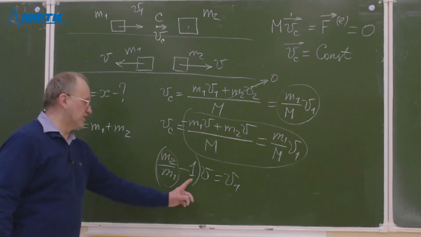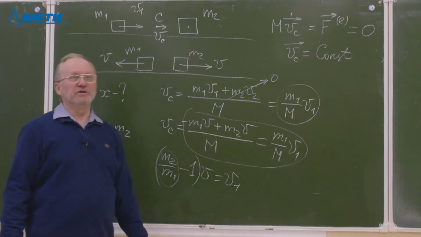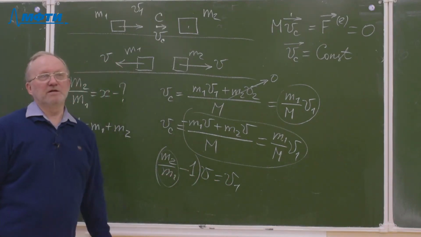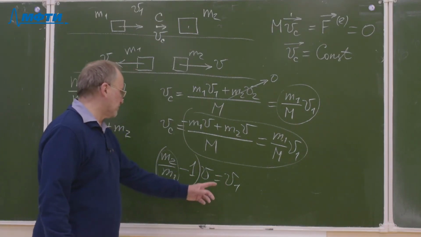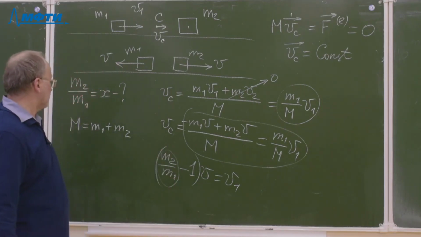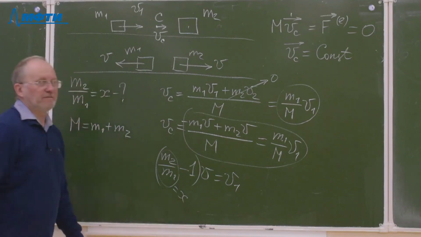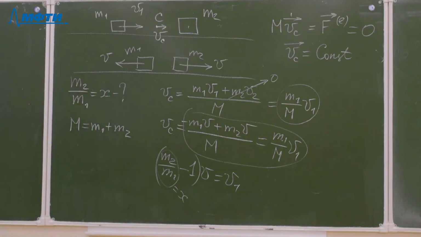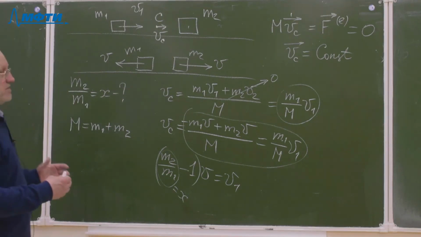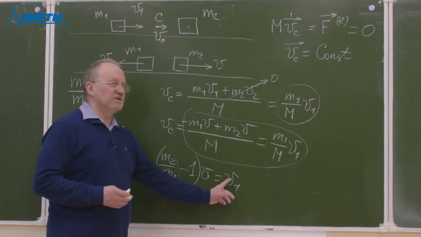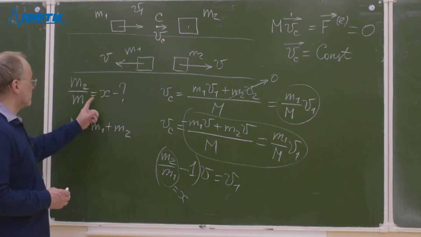Can we find the unknown quantity, the ratio of masses, from this equation? No, because we don't know the ratio of these two velocities. We have to find it somehow, V1 divided by V. If we knew this ratio, then we could certainly find the unknown quantity, which I denoted by X. So in this problem, I have to use some other condition in order to find the unknown relationship between these two velocities in order to solve the problem.